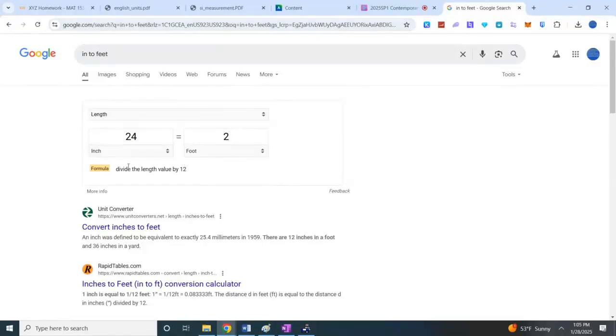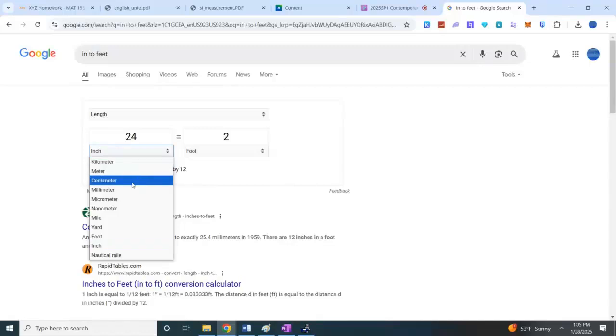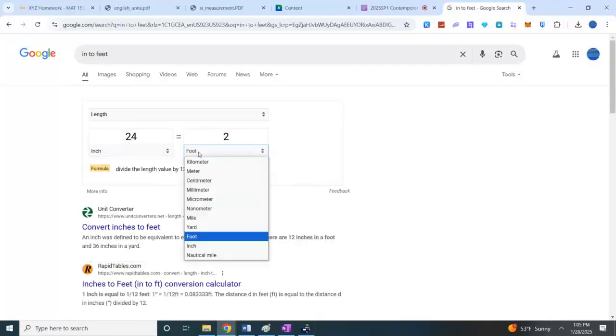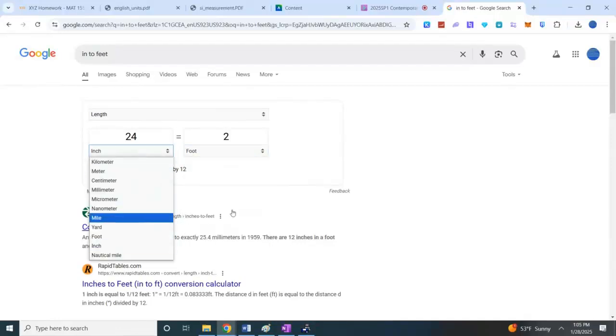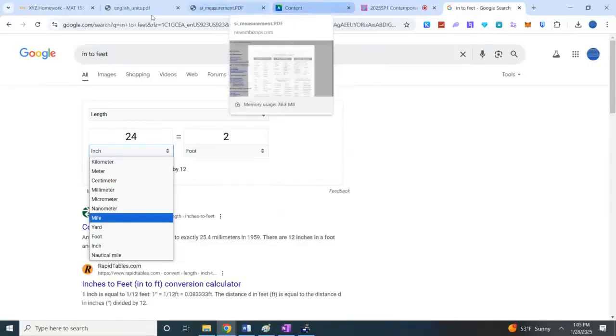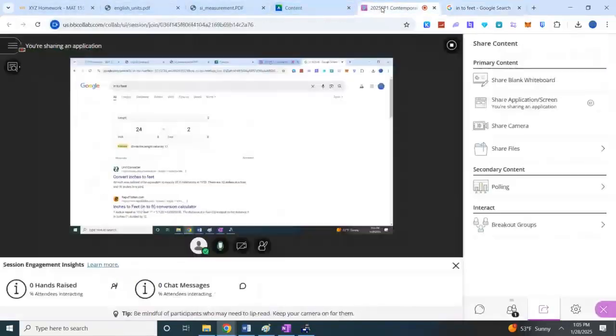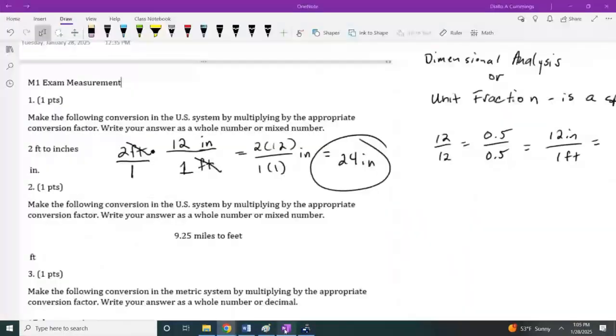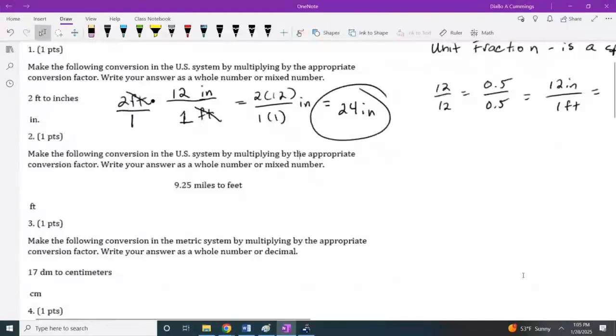I'm going to let this stay up, because if you click on the drop down arrows, they give you more than just one option. So over here, I can convert from kilometers or whatever I want to convert to, as long as it's within these drop downs. Right, so there's a mathematical way to do the problem, by using the unit fraction, right? And then there is the conversion in Google.